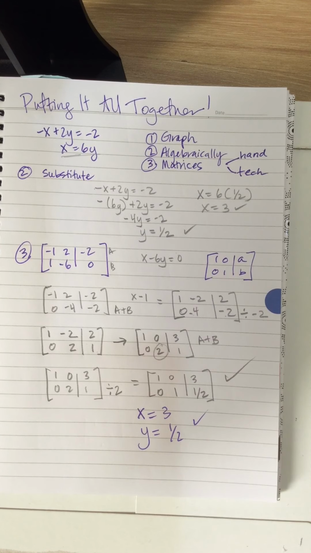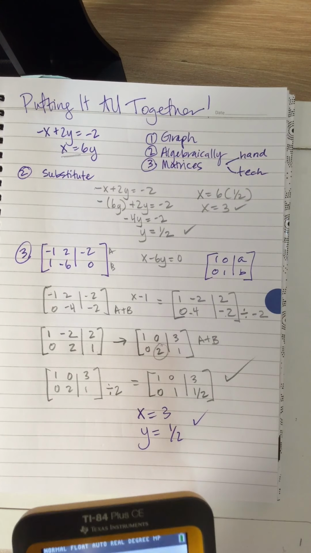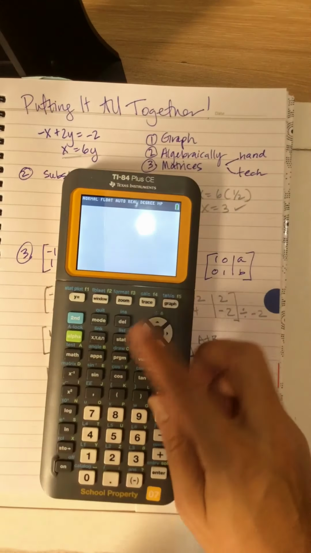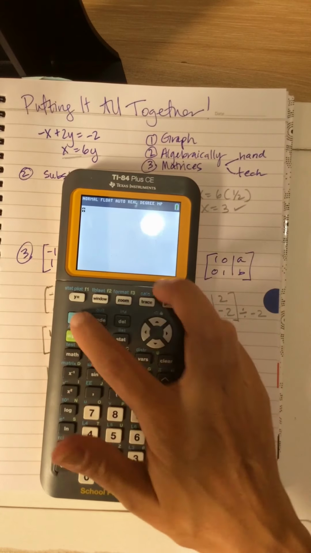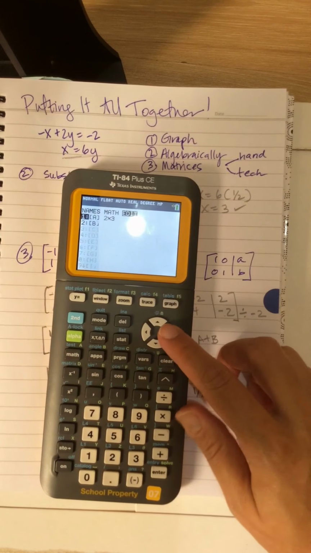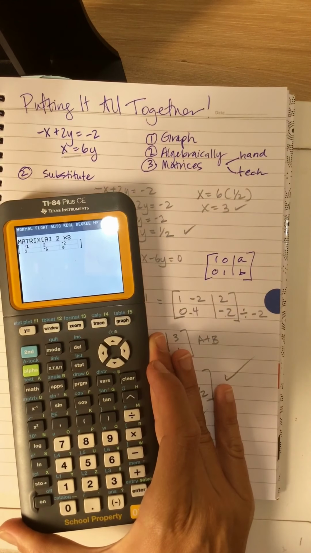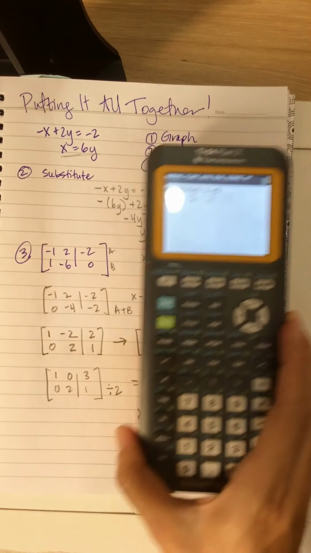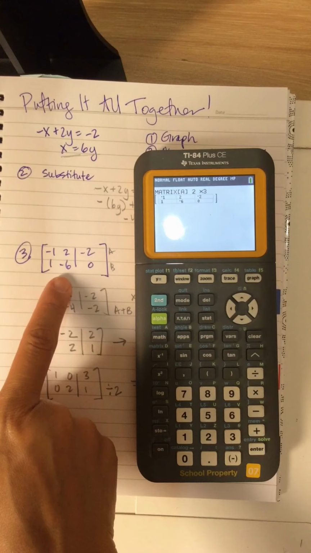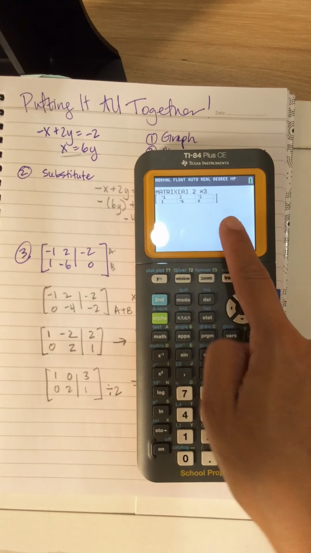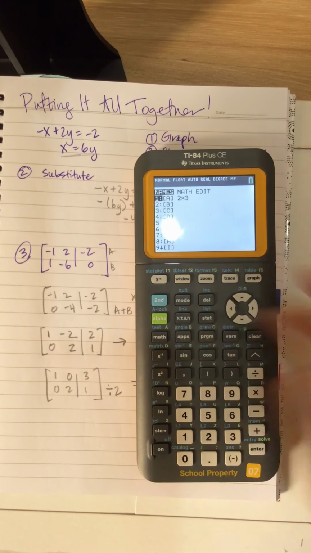Get my calculator out. So remember what you do. Clear that out. You got to go to your matrix function. So second matrix. We're going to edit matrix A. I already went a step ahead and made it a 2 by 3 and typed in the matrix here. So those match, right?